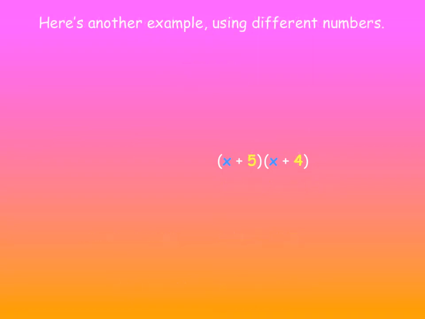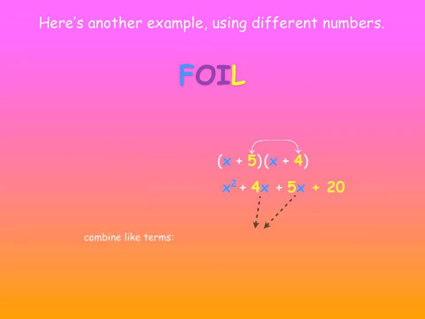Here's another example, but using different numbers. The setup is the same. We'll do first times first, x squared. Outer times outer, plus 4x. Inner times inner, plus 5x. Last times last, plus 20. Combine like terms, plus 9x. Bring down the other terms, and there we have it. X plus 5 times x plus 4 is x squared plus 9x plus 20.